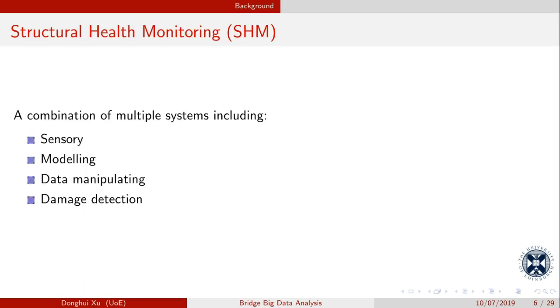As a result, structural health monitoring systems are installed on many bridges nowadays. SHM can be described as a combination of multiple systems, including sensory, modeling, data manipulating, and damage detection. However, this system will generate a huge volume of data. These data are normally ignored by the data owners, and they are left untouched unless there is an issue about the bridge.